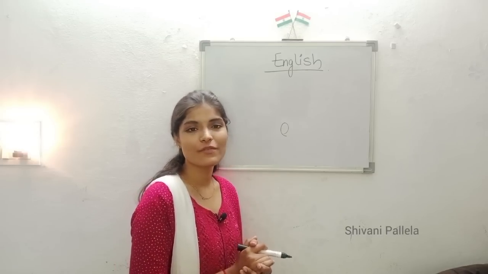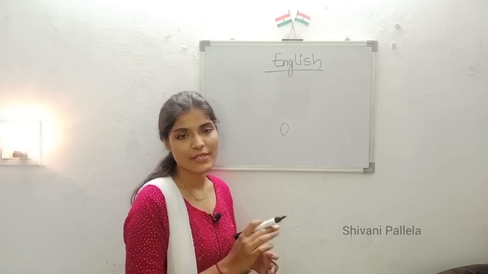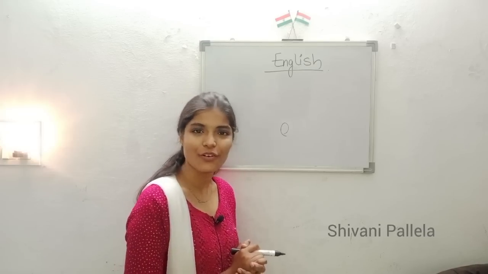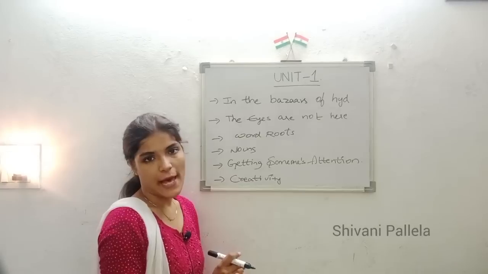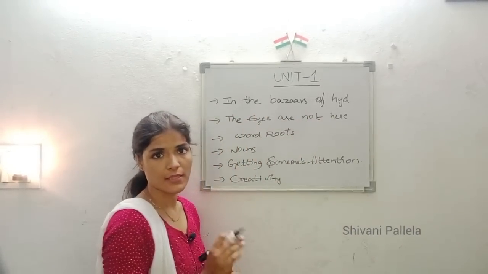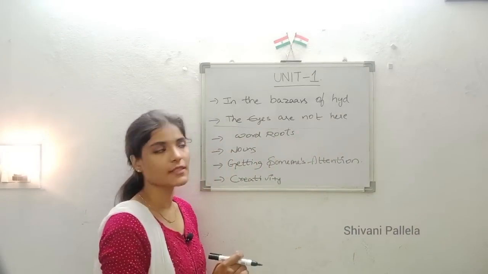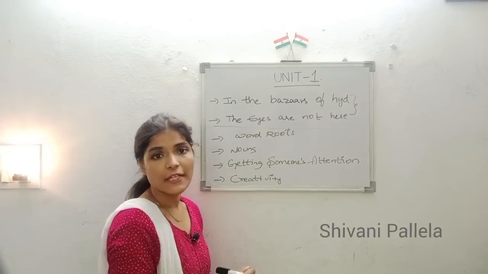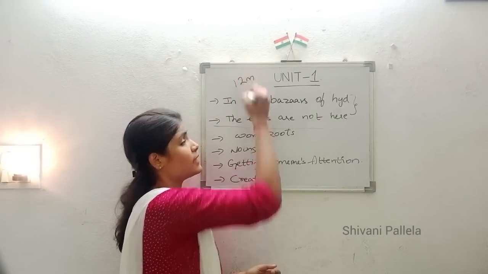Okay, so first we will discuss the syllabus which you have in your content. How many units you have, everything we will discuss now. So students, in unit number 1 you will have these topics. In the Bazaars of Hyderabad, this is the poem lesson. The Eyes Are Not Here, this is another summary. Prepare these two lessons' summaries, then you can attempt the part B questions which consist of 12 marks.